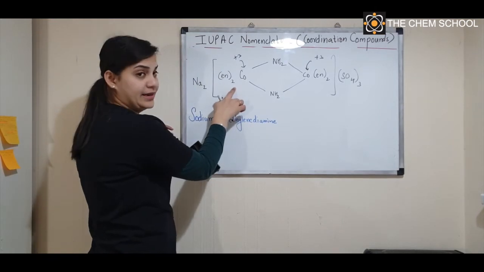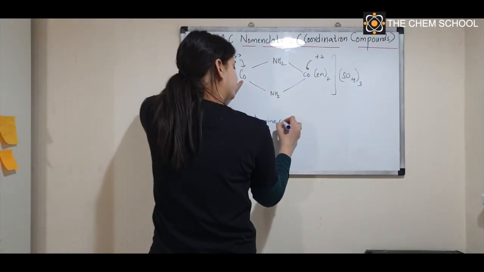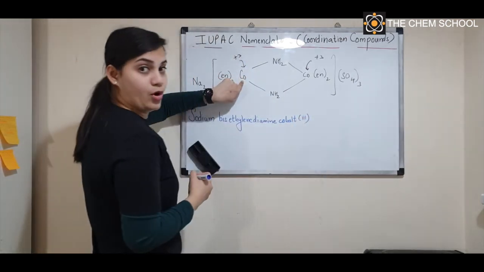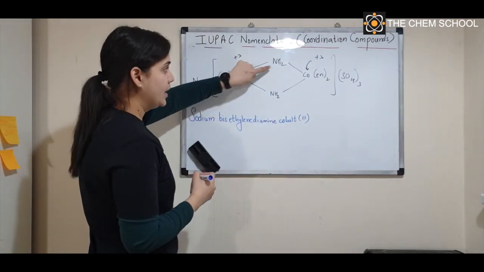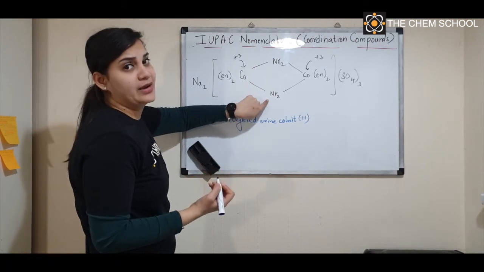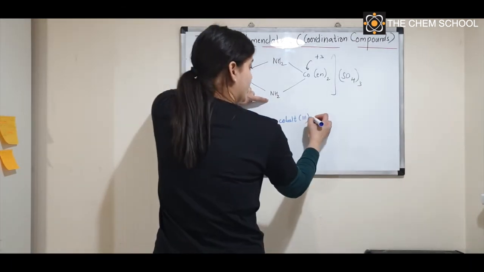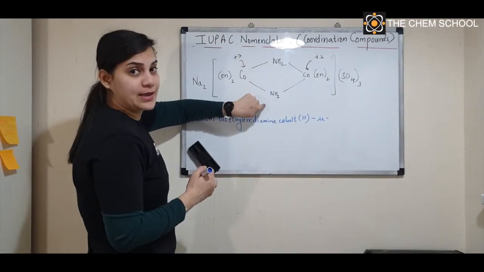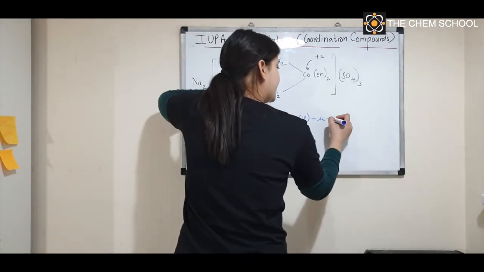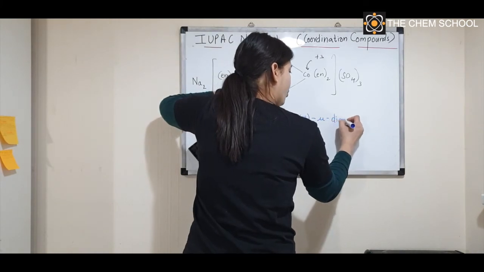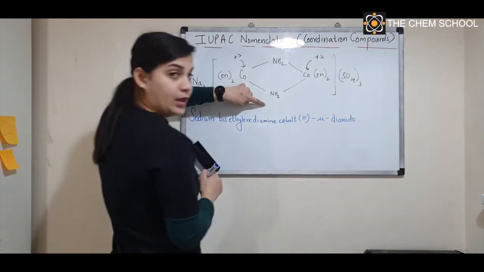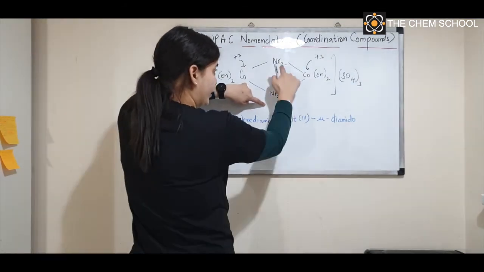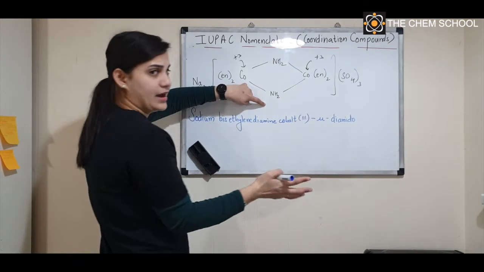So bis ethylene diamine, then cobalt, oxidation state of cobalt, that is 3. Both of them are same, so we can write them together. Okay, so again, because they are bridging, mu. Because there are 2 times monodentate ligand, you will use diamido. Okay, so for a chelate you have used bis if it is 2 times. For this you have used di, tri, tetra and so on.